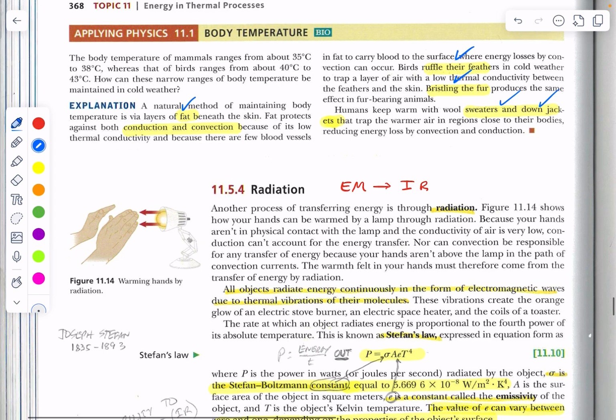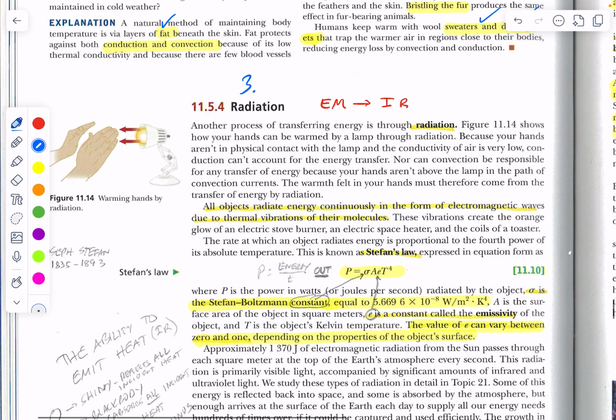All right, method number 3. Heat can get from one place to another through radiation.